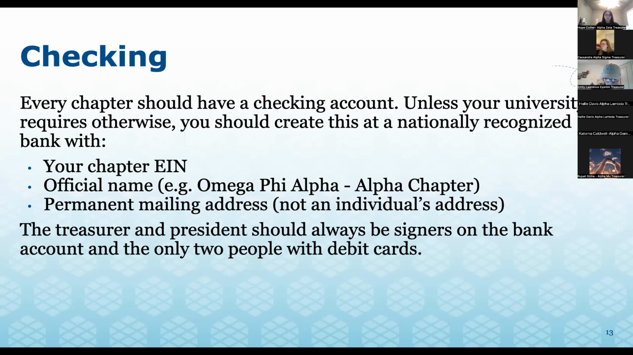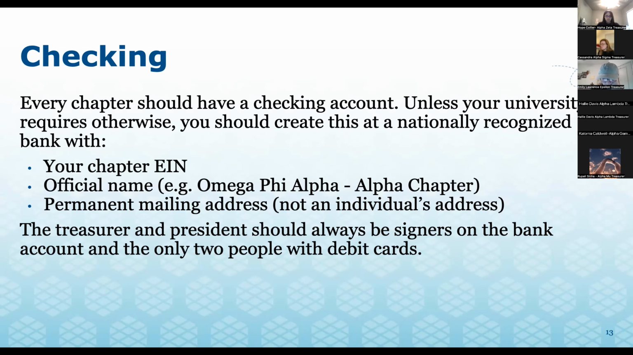So it would say Omega Phi Alpha dash Alpha chapter. This is really important because you have to use this name. This is what caused a lot of issues with WePay, is people weren't using the actual name that was on the SS4, which is the form that you submit an application for an EIN.